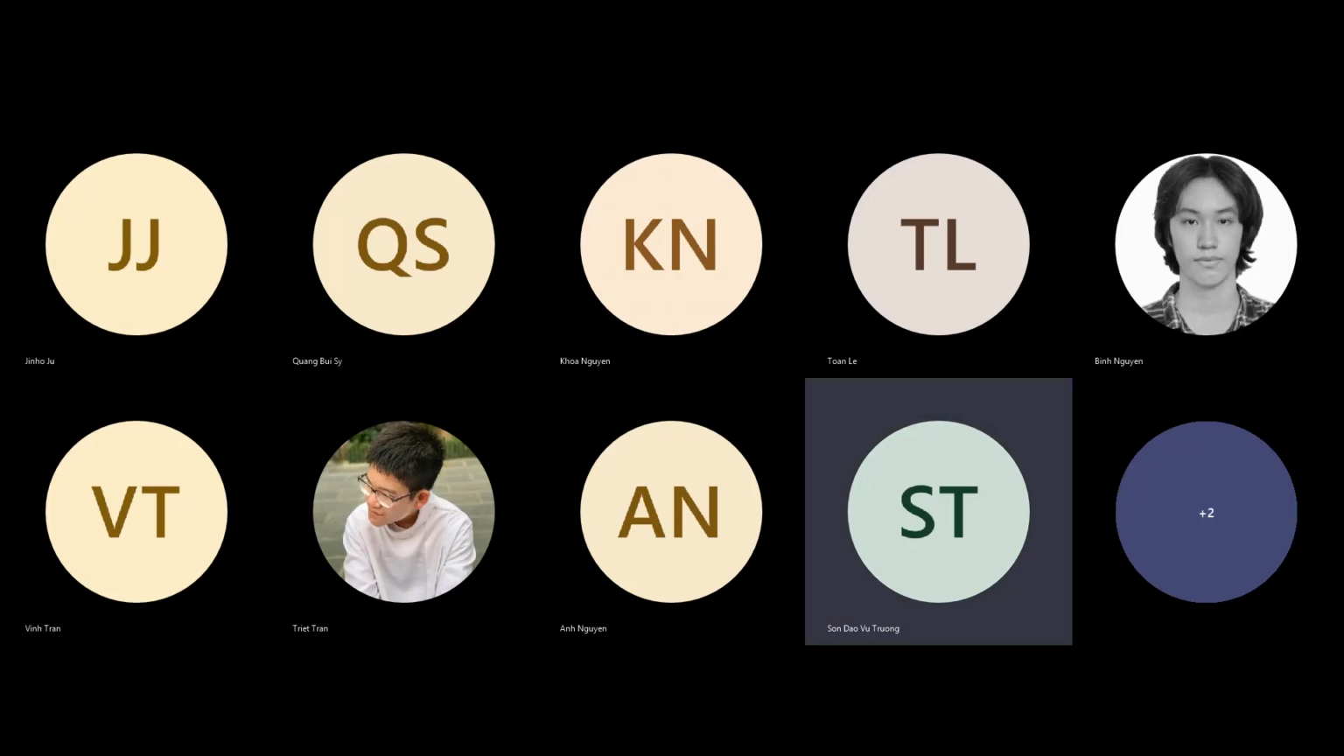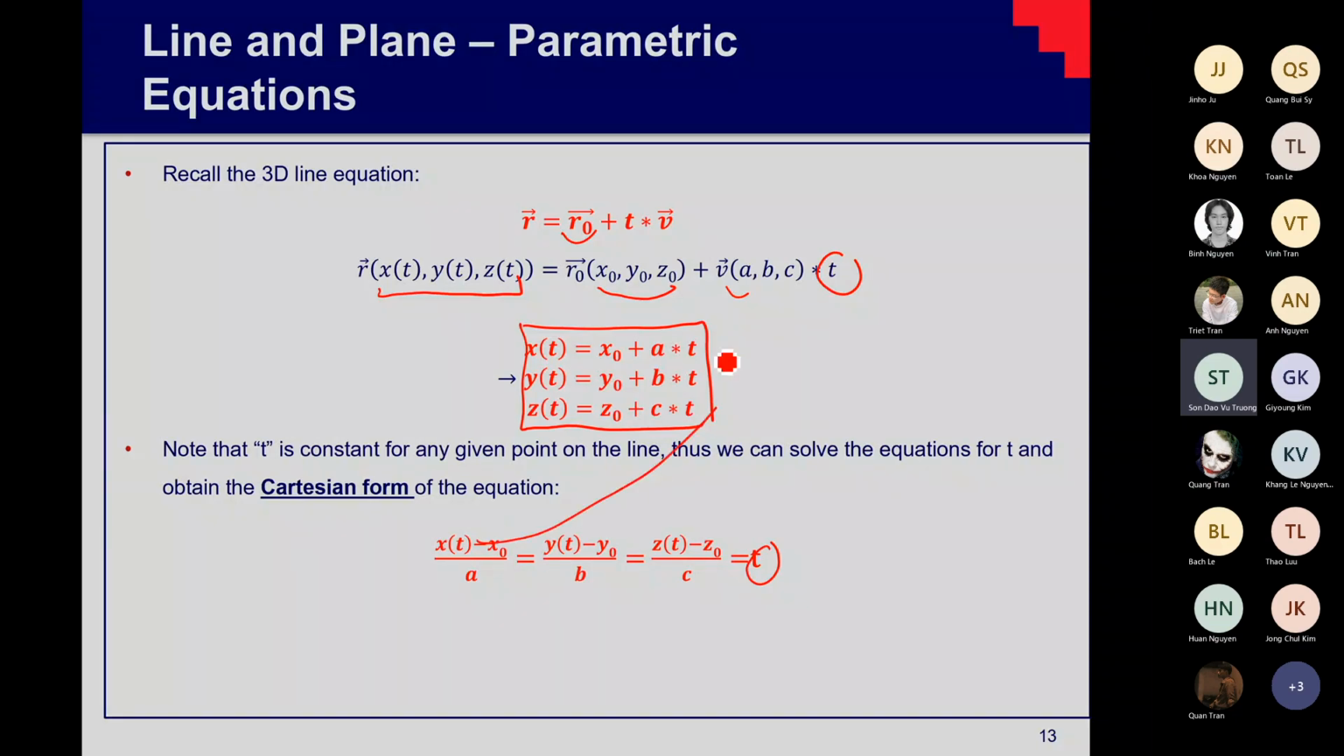will be t. So, from each of the equations, this one is from the first equation, and this is from the second equation, and this one is from the last equation.